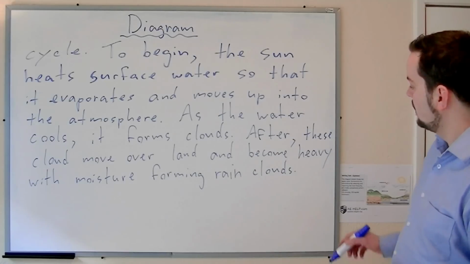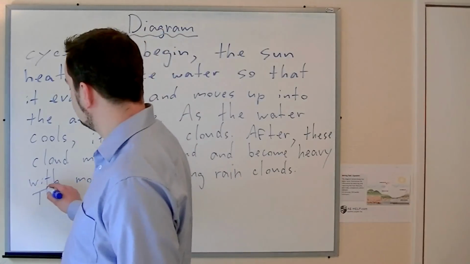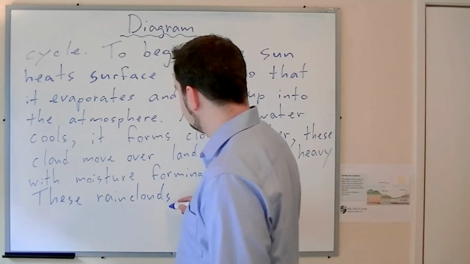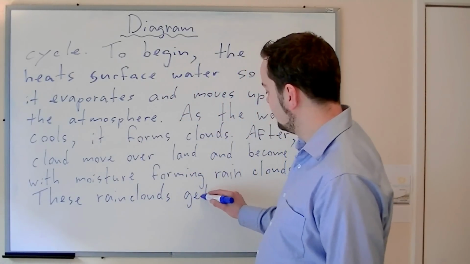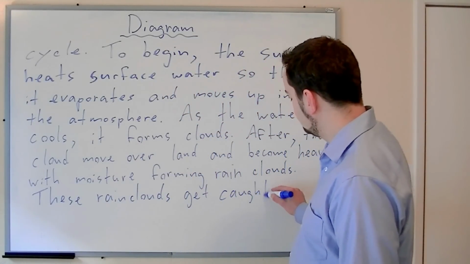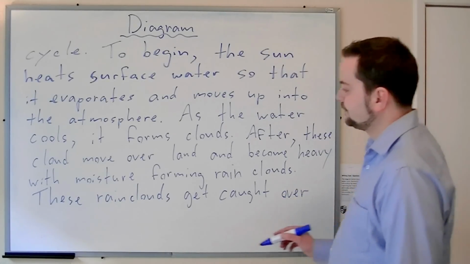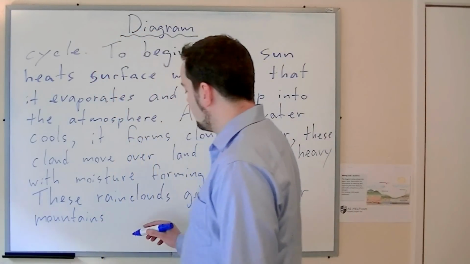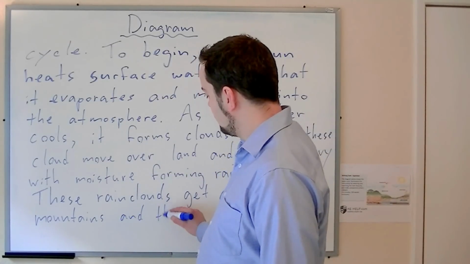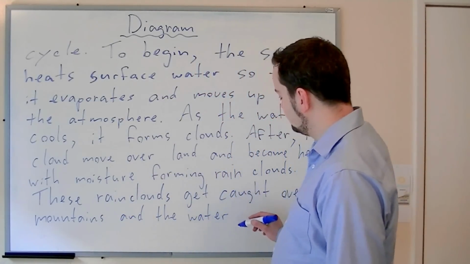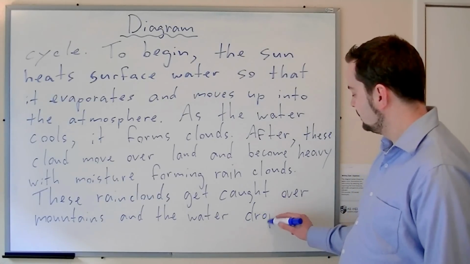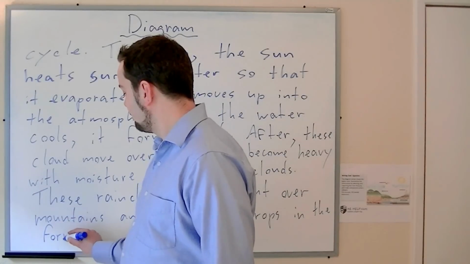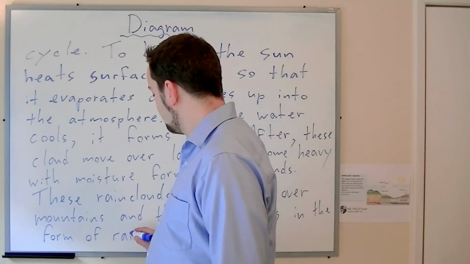So these rain clouds get caught over mountains and the water drops in the form of rain.